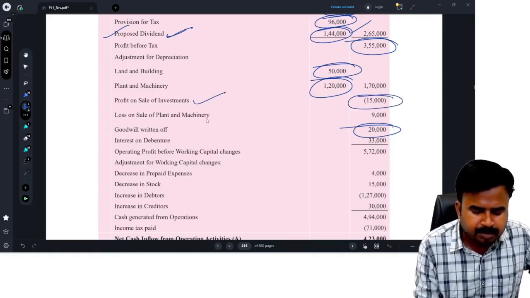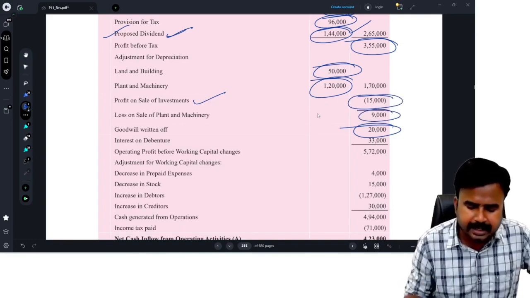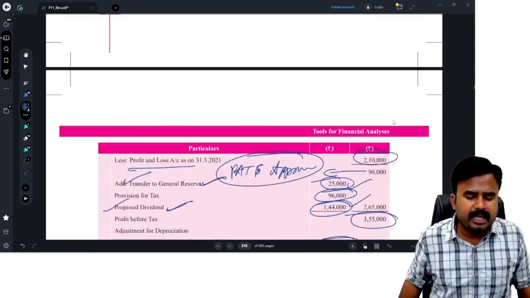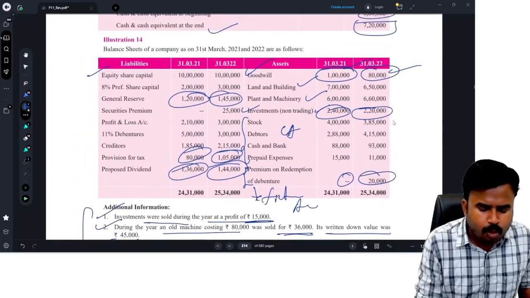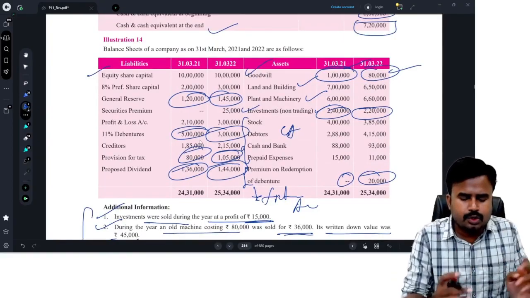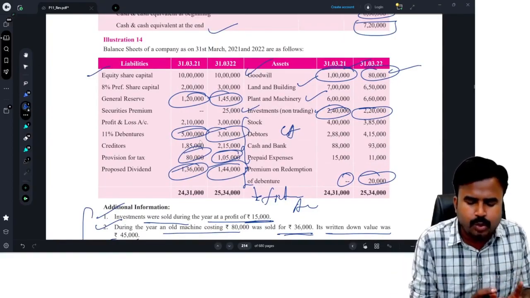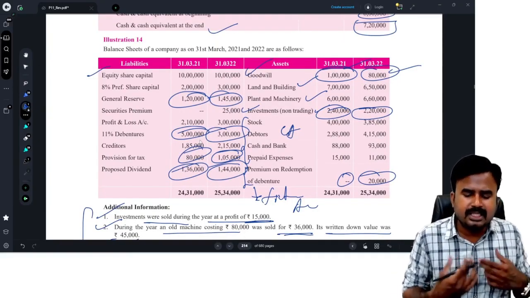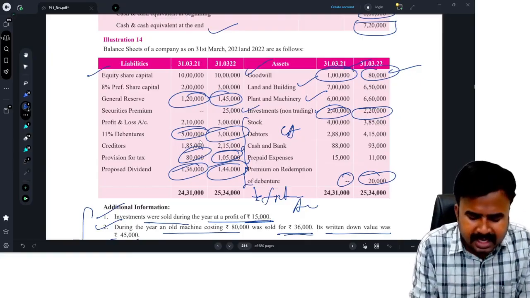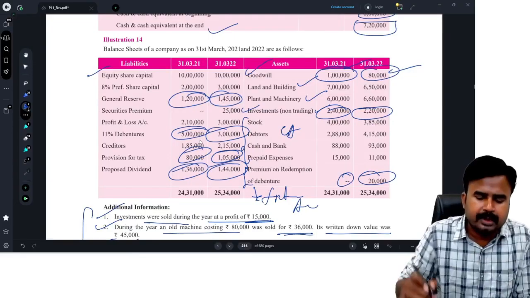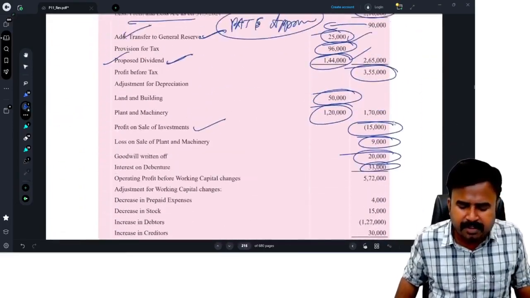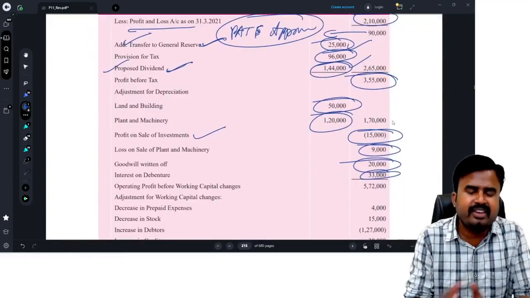15,000 should be deducted. Loss on sale of land and machinery should be added. Okay, interest on debentures. I'm assuming that debentures were redeemed at the beginning of the year itself. We have opening balance of 5 lakhs, closing balance of 3 lakhs. So the debentures were reduced to the extent of 2 lakhs. So such 2 lakhs were redeemed, and I'm assuming that such debentures were redeemed at the beginning of the year. That means only for the balance 3 lakhs, I should pay interest for the whole year. 3 lakhs into 11%, 33,000 is my interest payment that was debited in profit and loss account. That's my assumption, which is given in the study material.